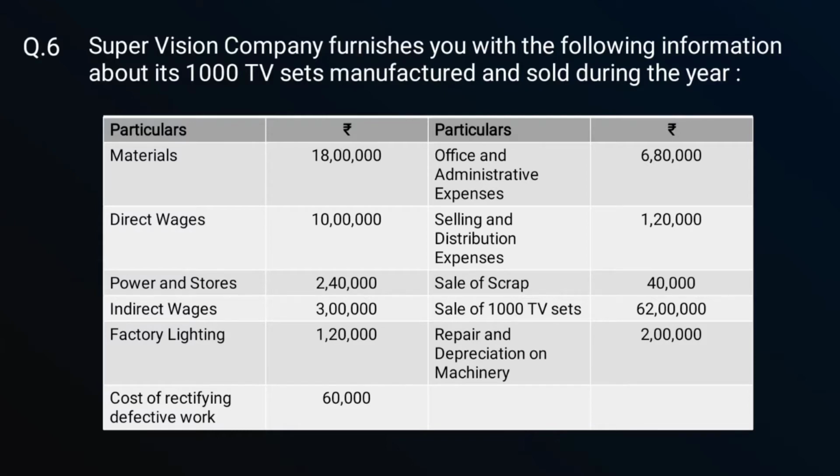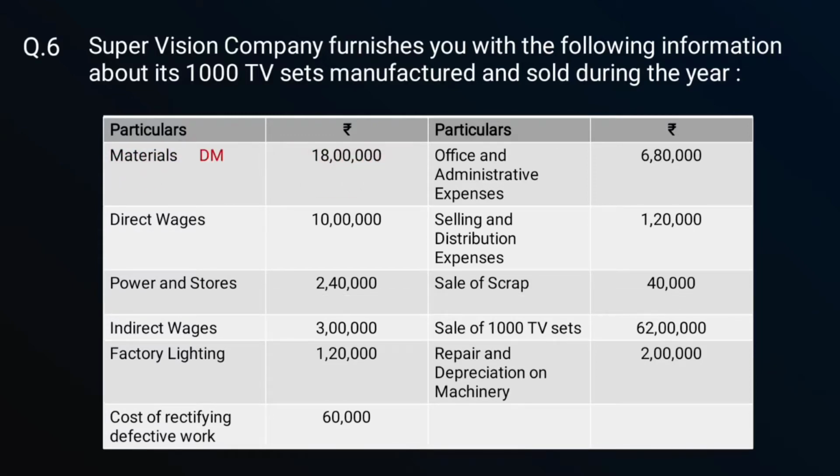So in the given table, the cost sheet elements are given. First is given as materials 18 lakhs. So we'll mark it as DM, that is direct materials. Next is direct wages, which is given as 10 lakhs. So we'll mark it as DW, that is direct wages.